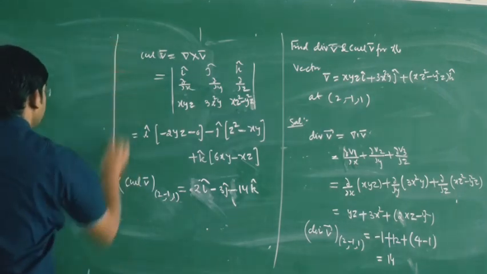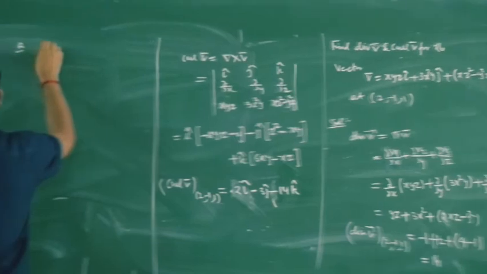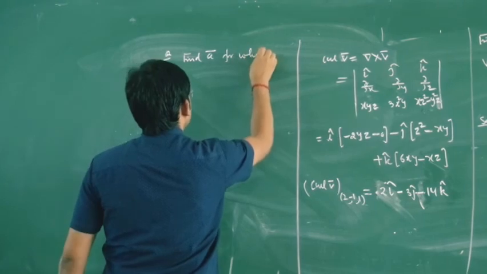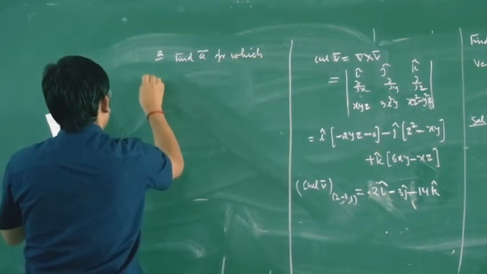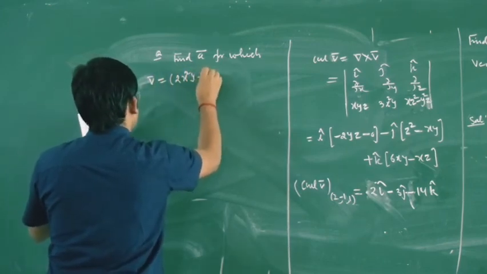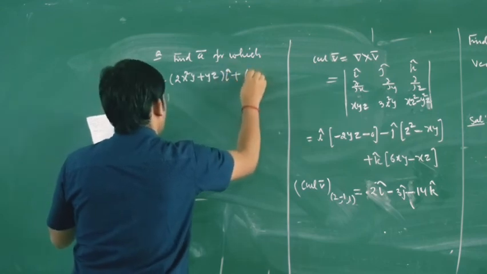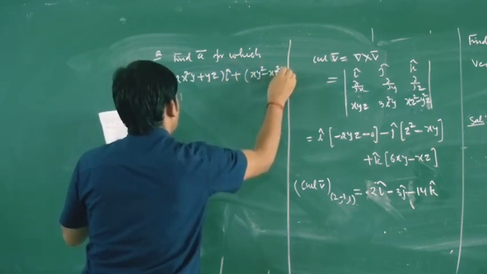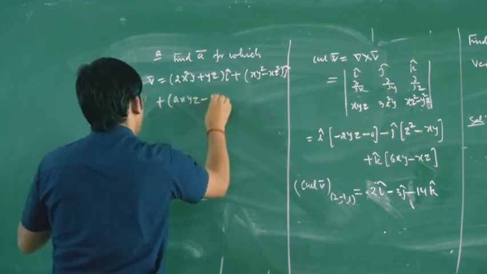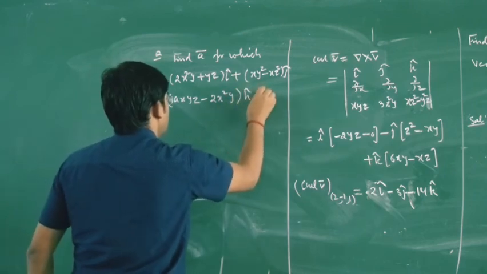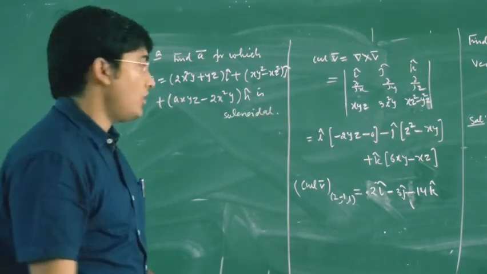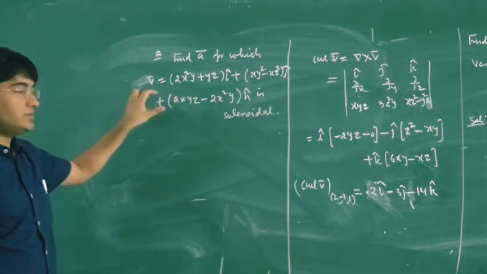Now next question is, find a for which your vector V is equal to (2x square y plus yz) i plus (xy square minus xz square) j plus (axyz minus 2x square y) k is solenoid. So here we have to find the value of a for which this vector is solenoid.